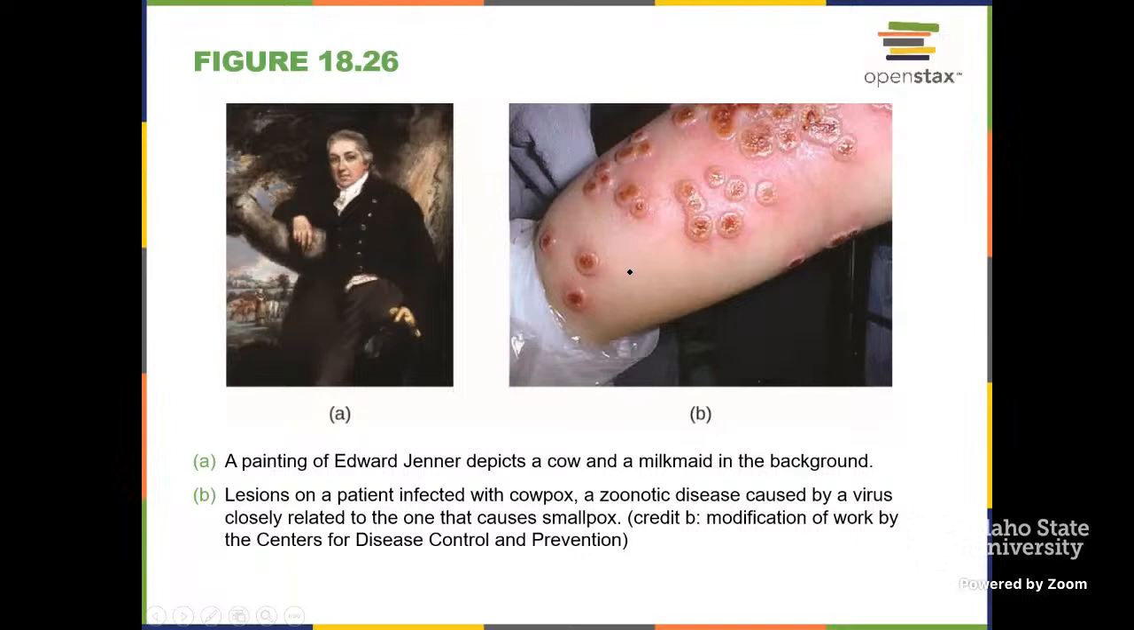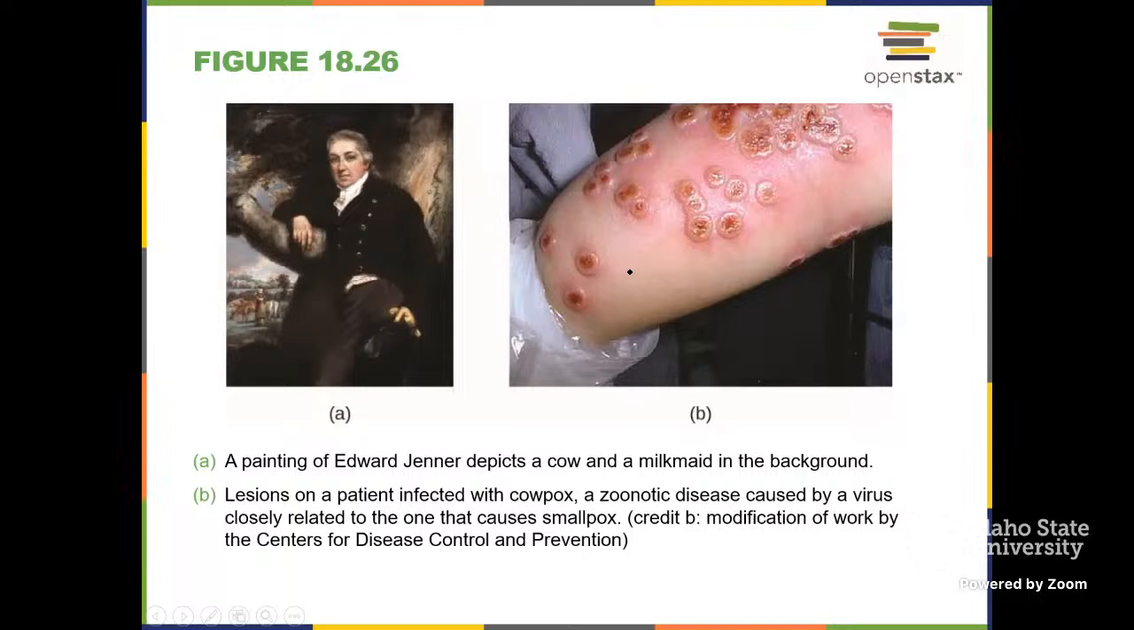It's still bad. I would think you still probably wouldn't be so happy to contract it, but it's not something that you think of as really being a fatal type of infection. So Jenner observed that the milkmaids, the ladies who were milking the cows, oftentimes were coming in contact with cows that had some of these pox lesions on them.